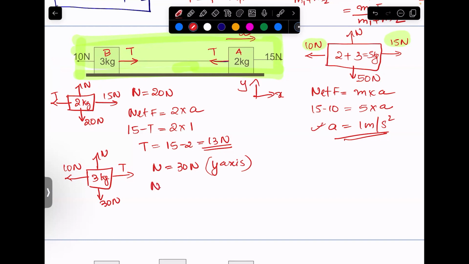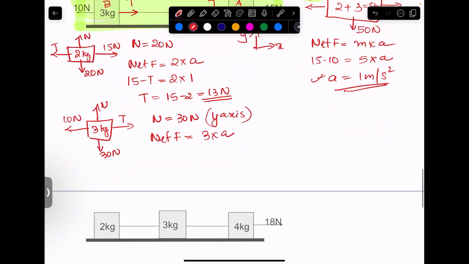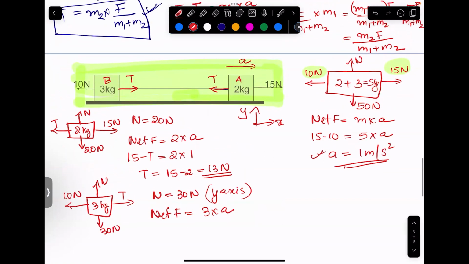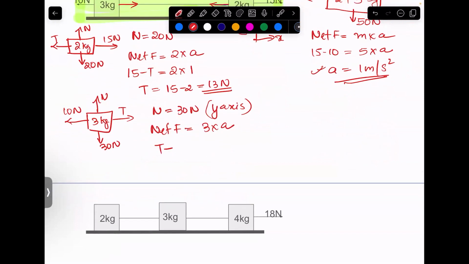And in the horizontal direction, what will happen? Net force equals mass times acceleration. Mass is 3 kg here. Net force is what? Here we are assuming that the whole system is moving along this 15 Newton force, that is towards the right side. That means T is larger. T minus 10 Newton is equal to 3 times A.